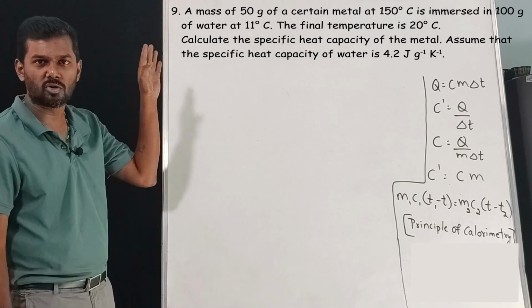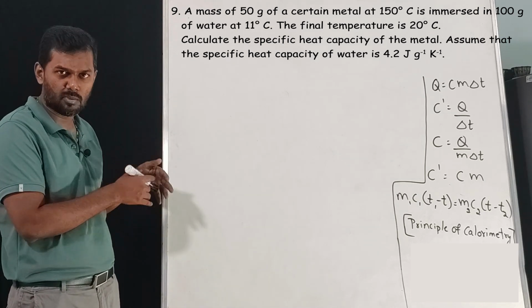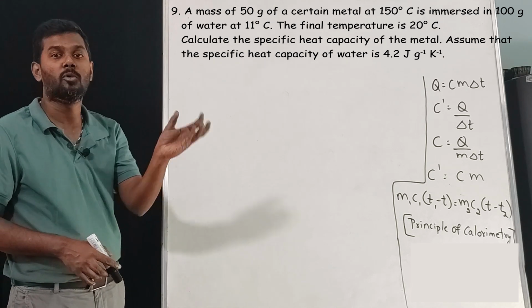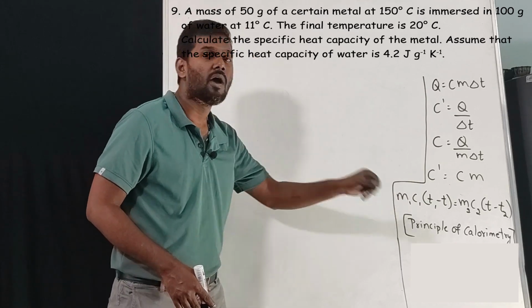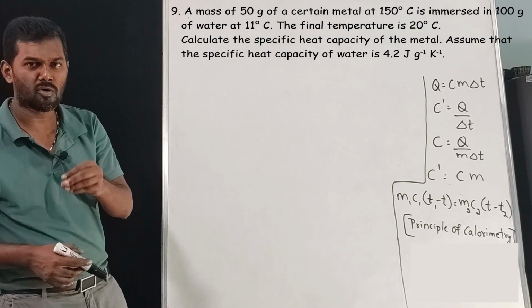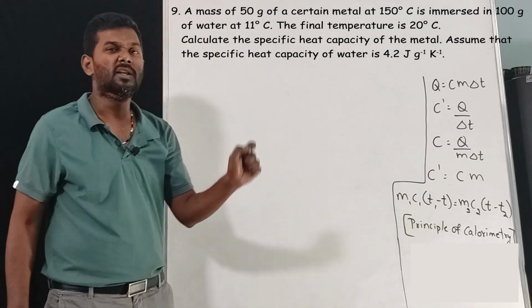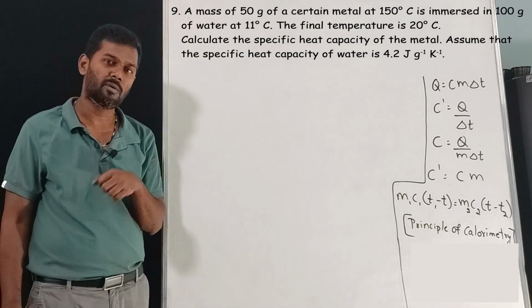In all the rest of the questions which we have solved till now, till question number 8, we were talking about only one object. We were not immersing or pouring it in another object. So we did not use this formula. Whenever an object is immersed in one more object, then we are going to use this formula. That principle is nothing but the principle of method of mixtures or principle of calorimetry.